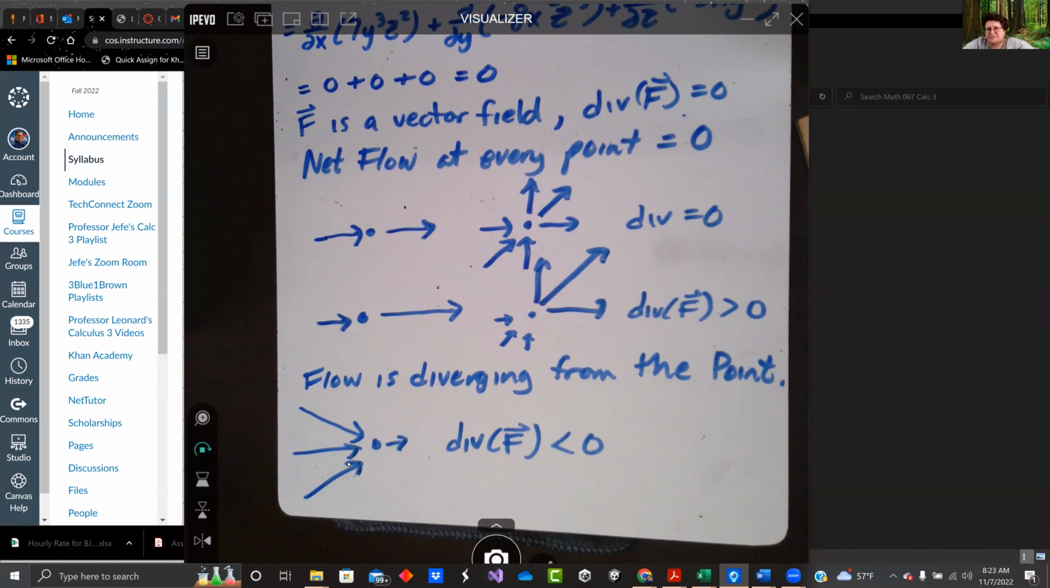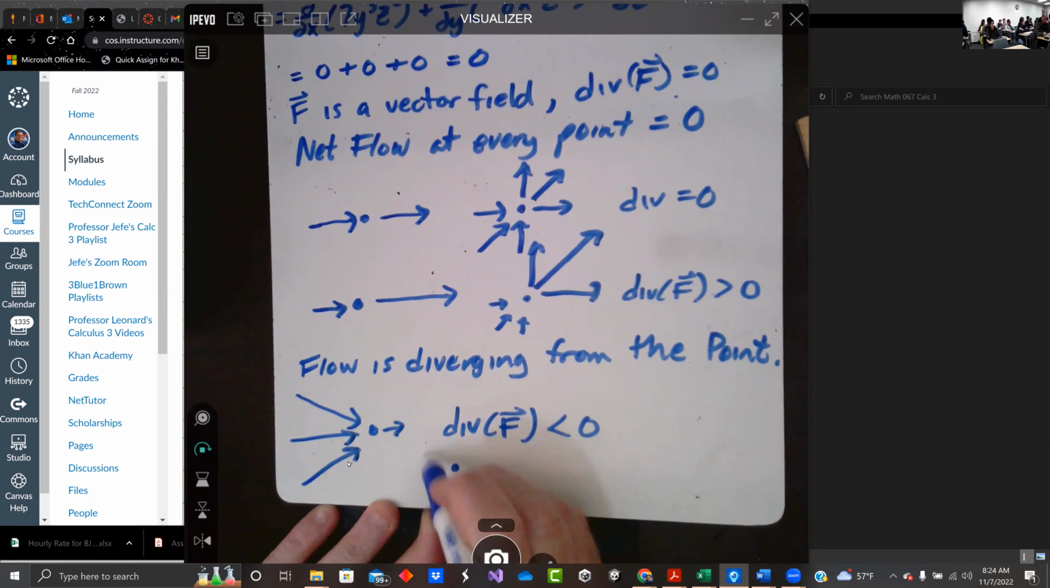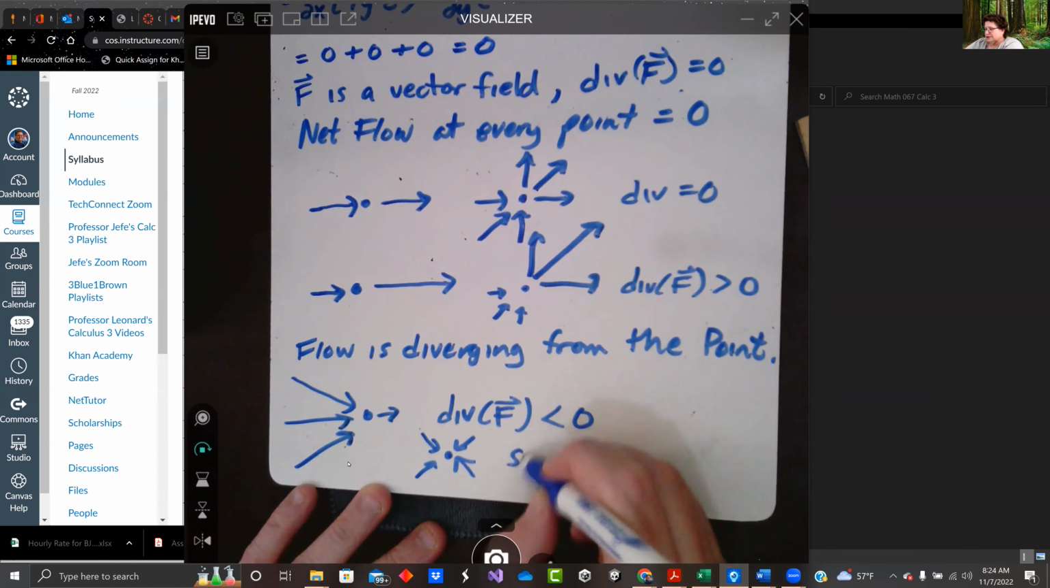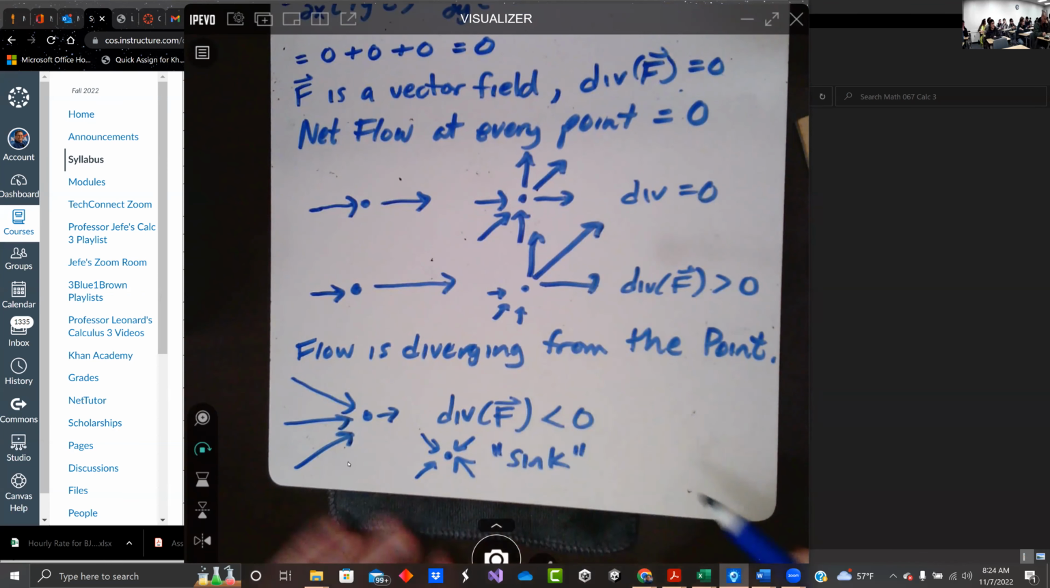It's usually easiest for people to picture this with flowing water, because everyone has seen a river. Everyone, presumably in this class, has used their kitchen sink and seen water flowing as it hits the sink. Sometimes it's all going inward and nothing comes out. That's an actual sink.